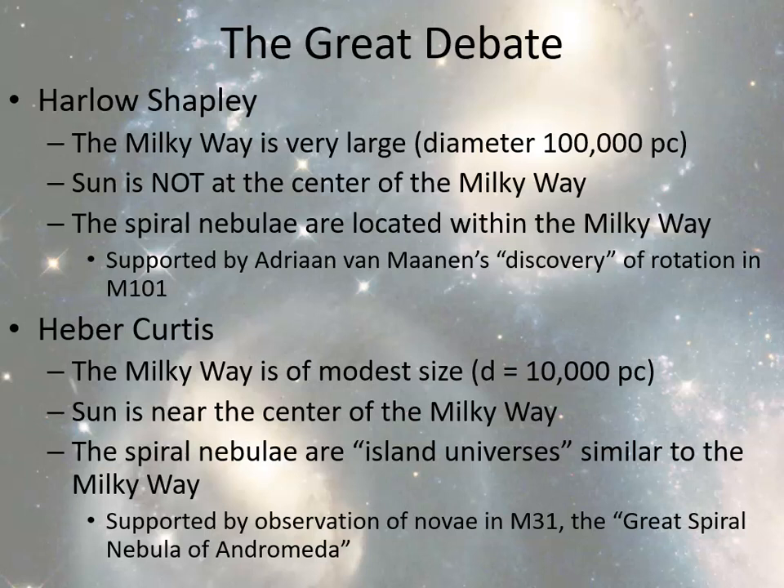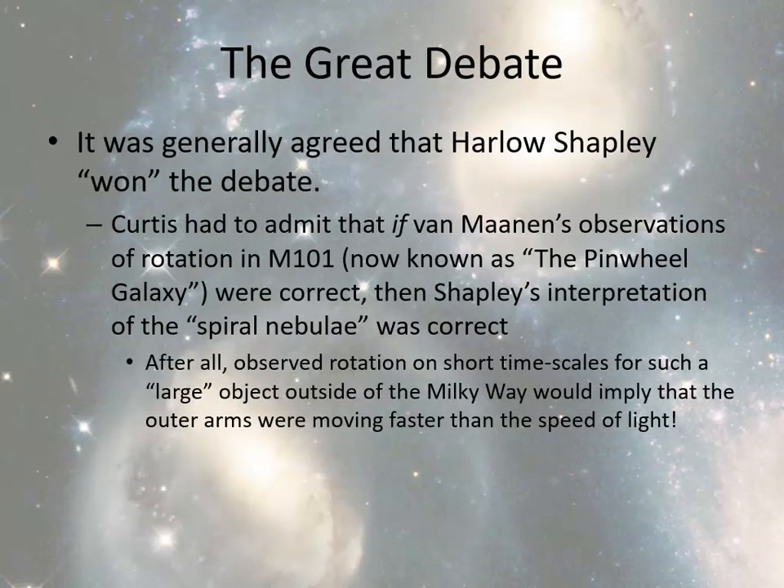Shapley had our sun not at the center, he had our sun outside of the center, and Shapley believed that the various spiral nebulae, things like the Great Nebula in Andromeda, M31, the Great Whirlpool Nebula, M51, Bode's Nebula, M81, etc., were actually just things located in the Milky Way. And Heber Curtis believed that the Milky Way was a good bit smaller than Shapley. He figured it was about 10,000 parsecs in diameter. He believed that our sun is at the center, and he believed that the spiral nebulae were island universes similar to the Milky Way, but much farther away.